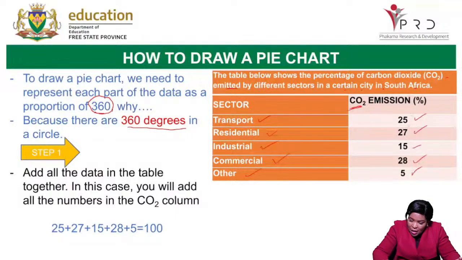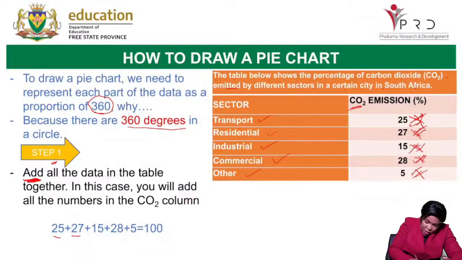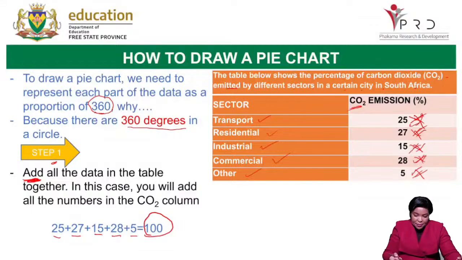So you have all this information. Step number 1, what are you going to do? You are going to add all the data in the table together. In this case, you're going to add the 25 plus 27 plus 15 plus 28 plus 5. So here, 25, 27, 15, 28, 5. All of them are equal to 100.